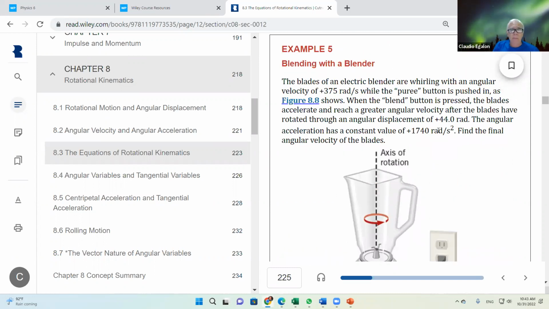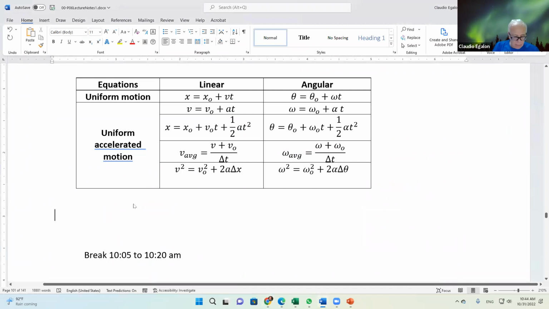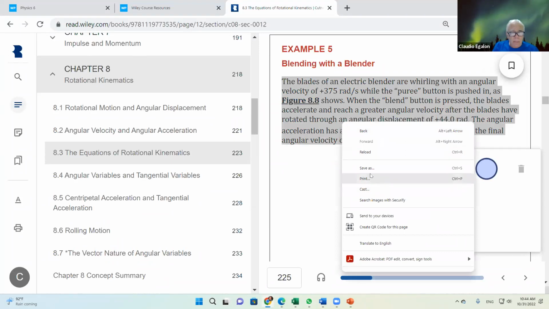So what is it going to ask you? Reach a greater angular velocity. Okay, after an angular displacement of 44 radians, the angular acceleration has a constant value. Find it. Okay, so here you go. So this problem is a little bit different, right? Let's take a look at that. I'm going to copy and paste my notes and we'll solve together. Here's the problem. They don't let me copy, do they?